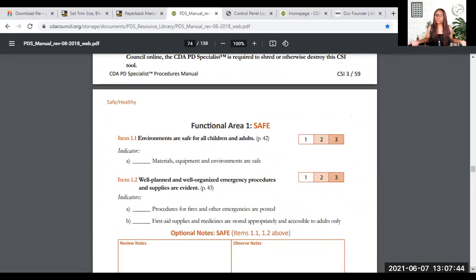Say there are no locks on your cabinets because you do have 3-year-olds. Just make sure that those biohazard materials, those cleaning solutions, are above level and not at the bottom.